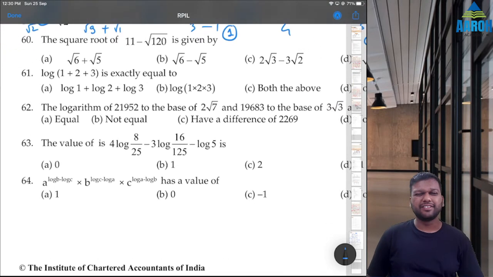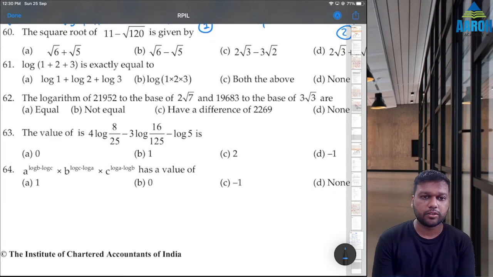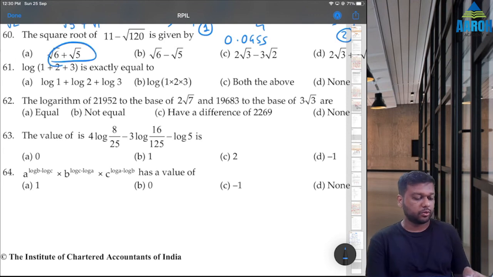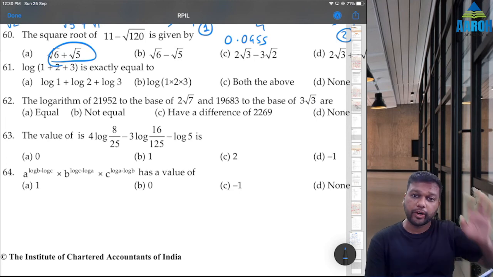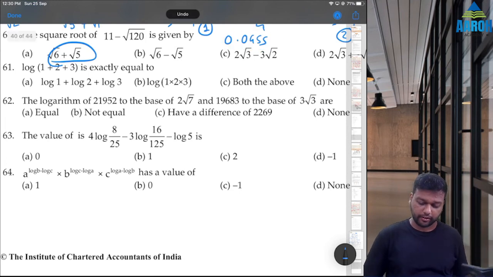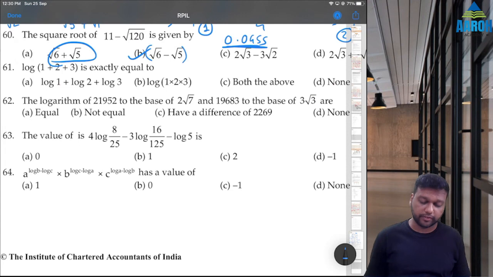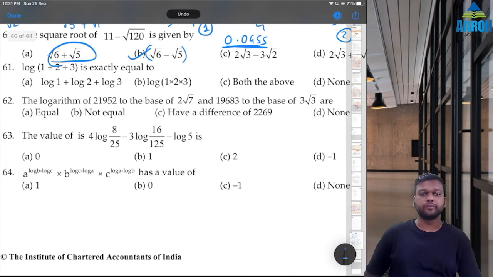Again 60, time pass question from calculator. 11 minus 120 square root is equal to. That should give us 0.0455. So let's find this. 6 root plus 5 root equal to. If you square that, obviously that is going to be 21.95, not 0.045. So ignore it. Next, 6 root minus 5 root, that is 0.2134. If you take the square of that, you get 0.0455. So B is the correct answer, because they are asking for the square root, so you have to take the square of this, right? So B is the correct answer for question number 60.